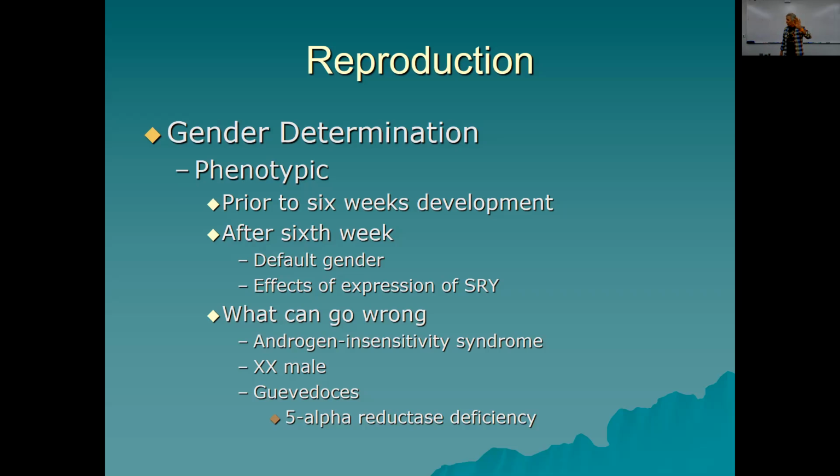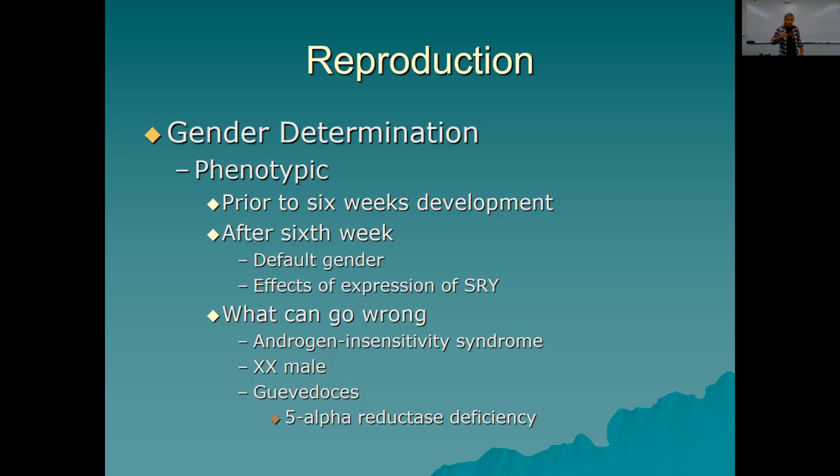We have what's called default gender. If a switch doesn't get turned on, you will have a female baby. The ovaries, the gonads will turn into ovaries. The genital folds will become female external genitals. The Mullerian duct system will become what I call the sexual plumbing, which is the top part of the vagina, the cervix, uterus, and the fallopian tubes.